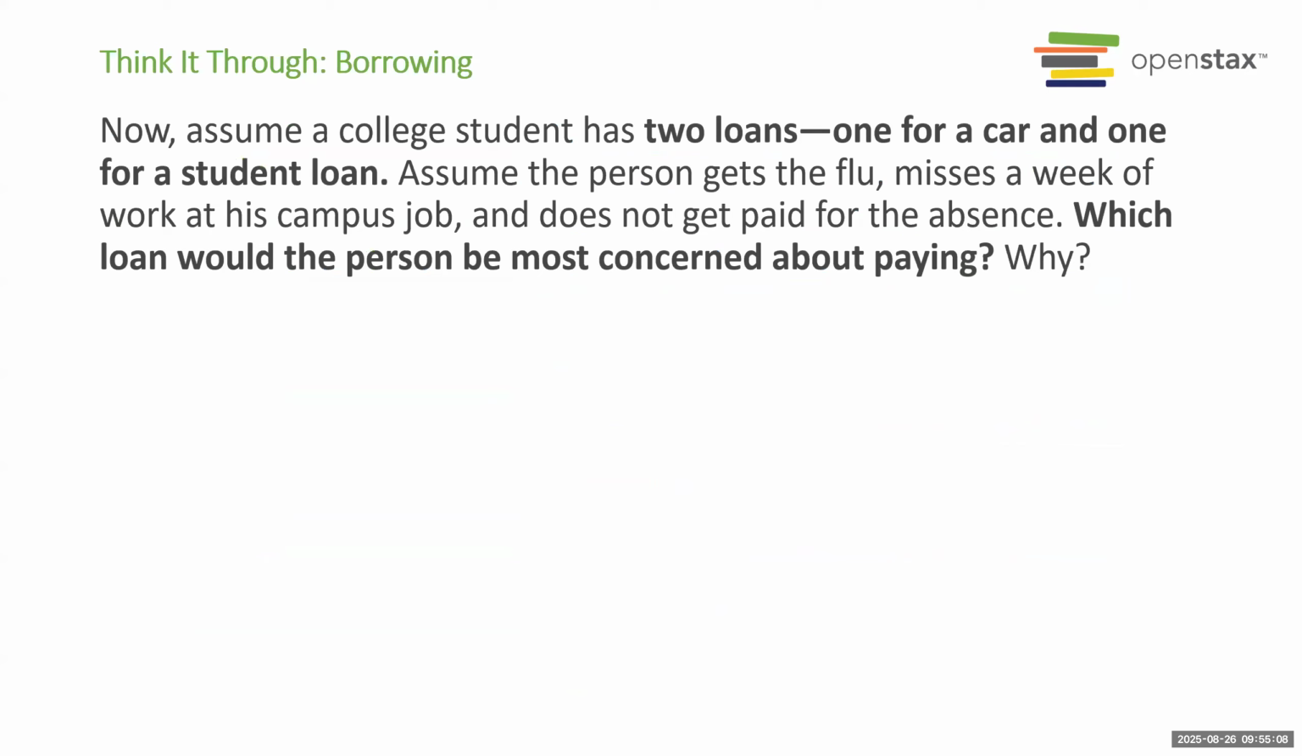All right, now, assuming a college student has two loans, one for a car and one for a student loan. Assume the person gets the flu, misses a week of work at his campus job, and does not get paid for the absence. Which loan would the person be concerned about paying and why? As we discussed, probably the car loan. One, because the student loan is deferred until after graduation, and the other loan is immediate. And two, usually those loans are collateralized, as I talked about. So if you have one for a car and you miss it, they can repossess the car.